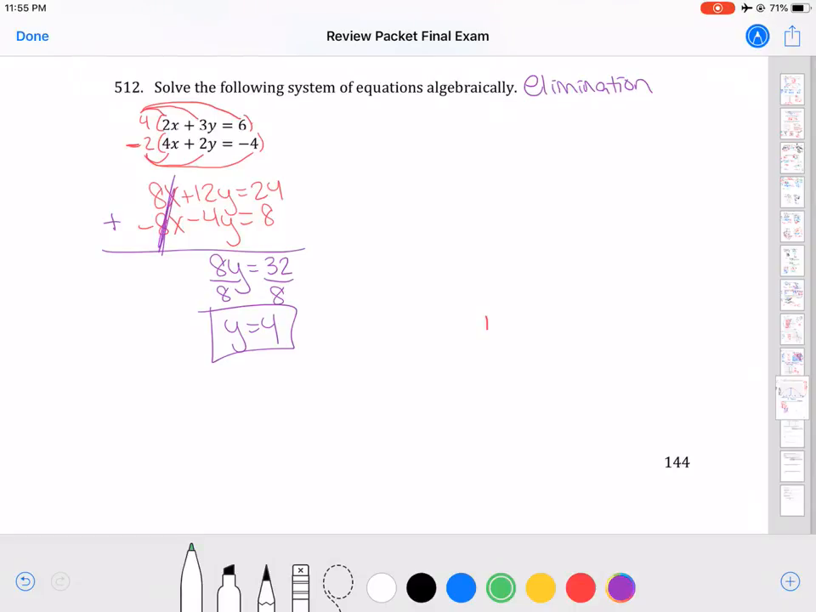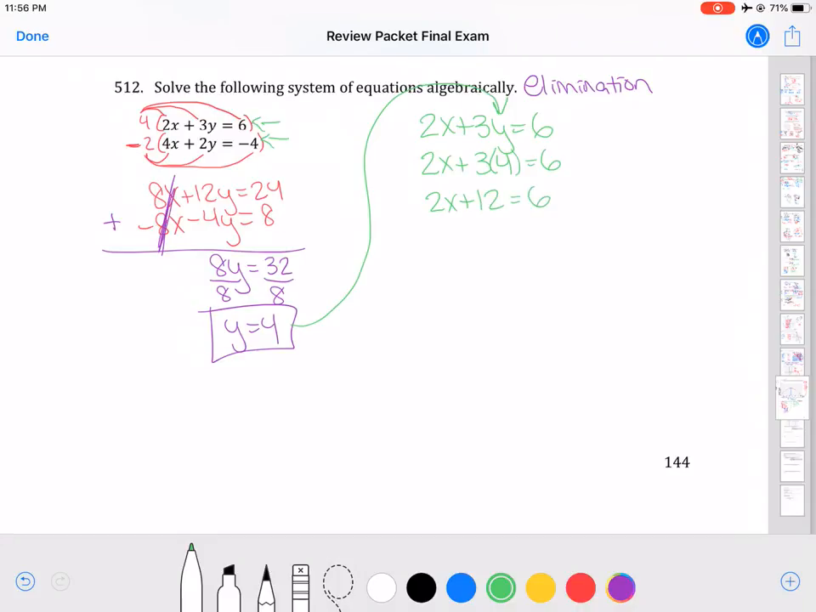Now, you don't have to go through that whole process again. Now to find x, you just pick whichever of these two equations is easier. I think the top one's a little bit easier. 2x plus 3y equals 6. And you take that y value and you just plug it in. We already know that y is 4, so I can go ahead and plug it in. So 2x plus 3 times 4 equals 6. And then I go through and I solve that for x.